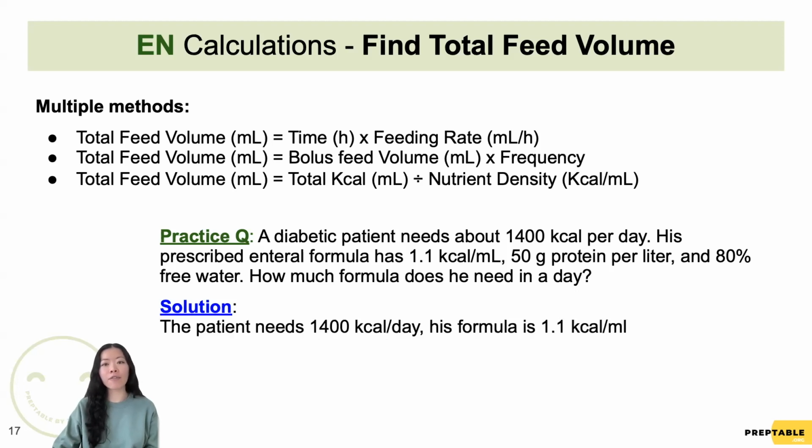This patient needs 1400 kcal per day. His formula density is 1.1 kcal per milliliter. So we can use the third method mentioned above. 1400 kcal divided by the nutrient density at 1.1 kcal per milliliter equals 1272.7 milliliter. In general, when you're solving EN questions like this, make sure you keep track of your units. This will help you get the right answer the question is asking.